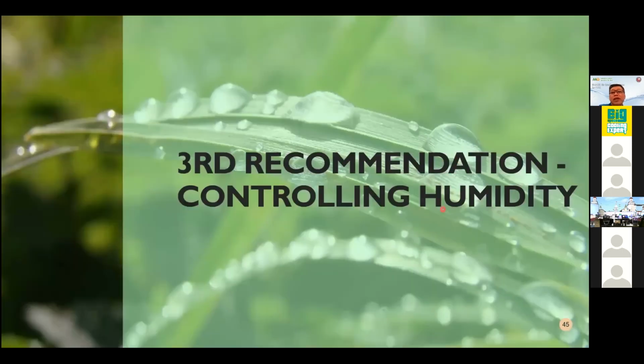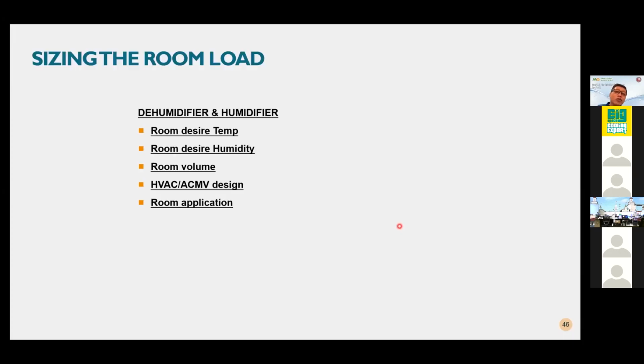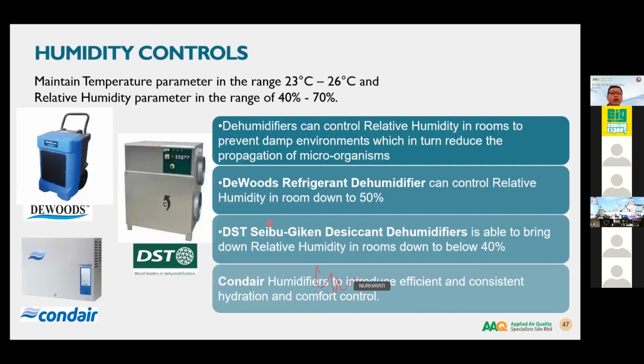Okay. Third recommendation is control the humidity. This one I will go through very fast. Okay, so sizing of the room load is very important. Desired temperature, humidity, room volume, ACMV or HVAC design. We need to know everything. Then only we are able to come up with a design and then propose to you a suitable proposal. So room application, right?